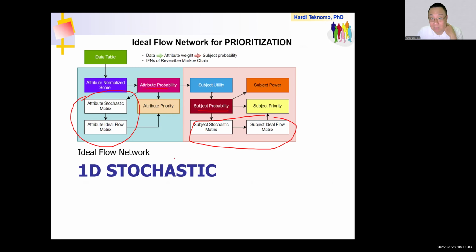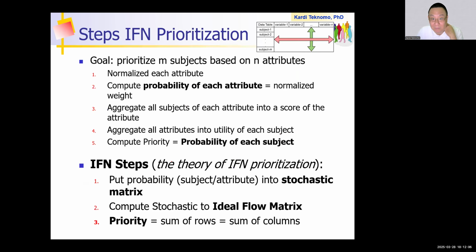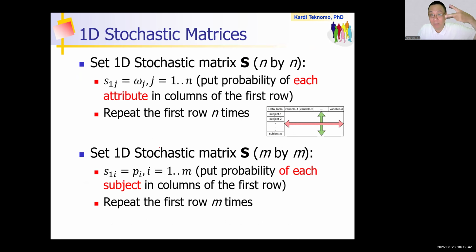So how to do that? Let's see that. This is just copied from a while ago. So the next step is actually the IFN step. How to do it is you use that probability, either the subject or the attribute, and then you put that into the 1D stochastic matrix. And then from there, you calculate the IFN. And from the IFN, you can calculate the priority. Of course, the priority is represented by the sum of rows or the sum of columns of the IFN. So let's see this, because now you have two probabilities.